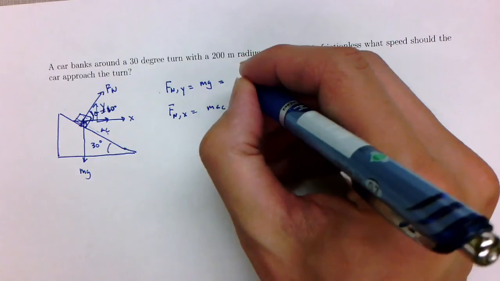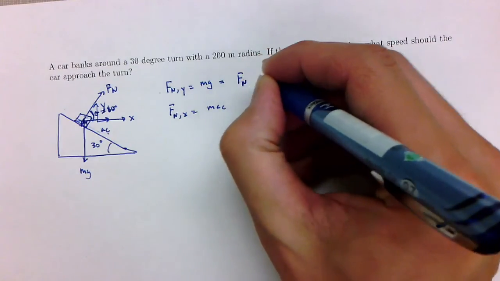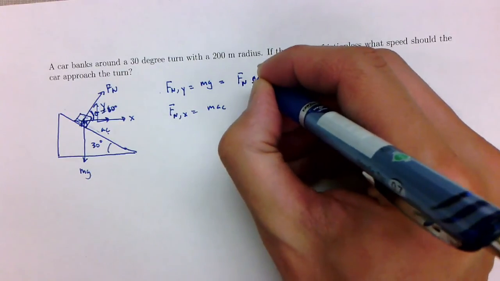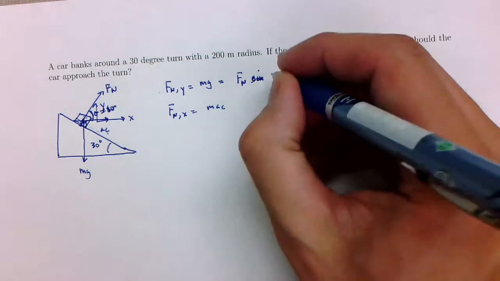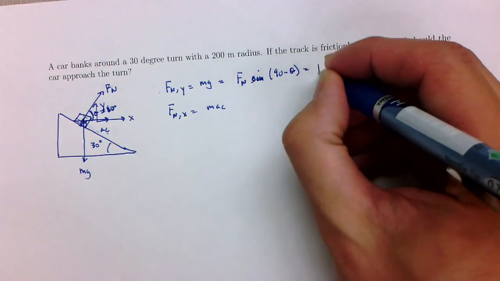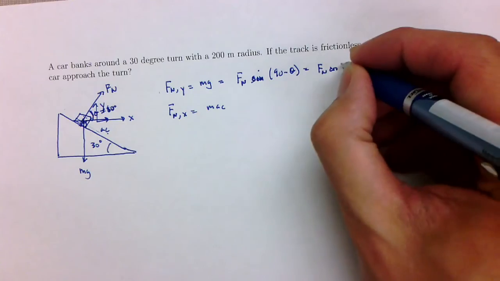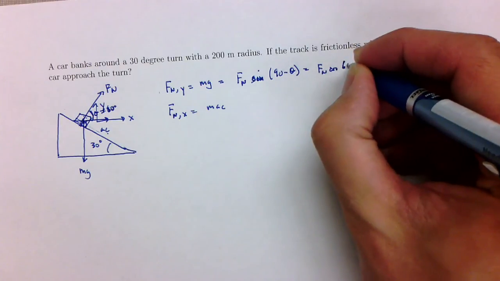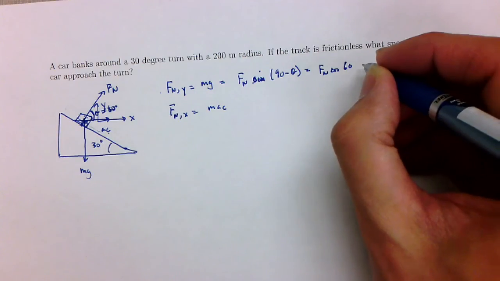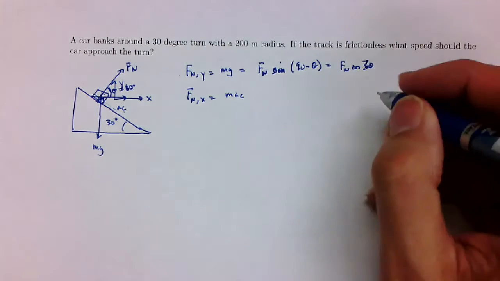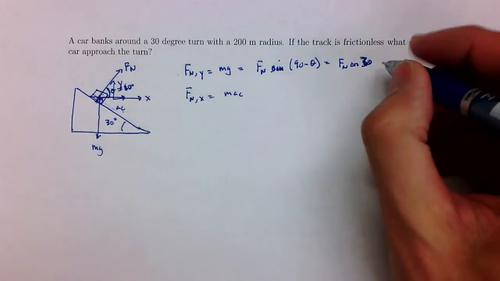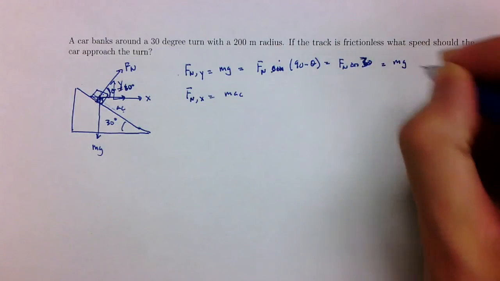So in other words, this is going to be equal to Fn, the sine, sorry, the sine is the y direction, of 90 minus theta, or 90 minus 30, which is going to be Fn cosine of 60. Cosine of 30, sorry. All right. Let me make sure that's right. Okay, so that's perfect. So this is going to be equal to mg.